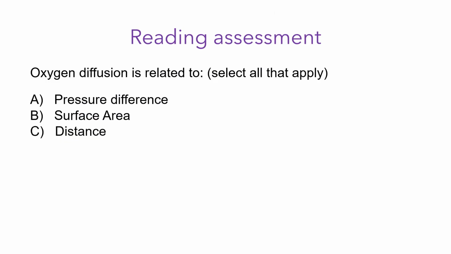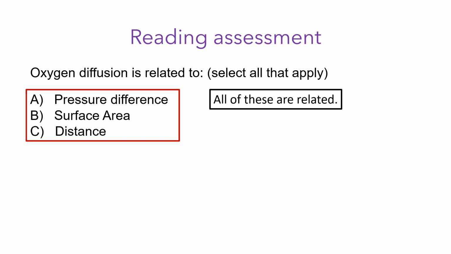All right, and let's start the lecture with a couple of reading assessment questions, assuming you've done so. Oxygen diffusion is related to, select all of the answers that apply in this case. You should have selected all of these. So oxygen diffusion is related to pressure, it's related to surface area of the thing that it's diffusing across, and the distance across which it has to diffuse.